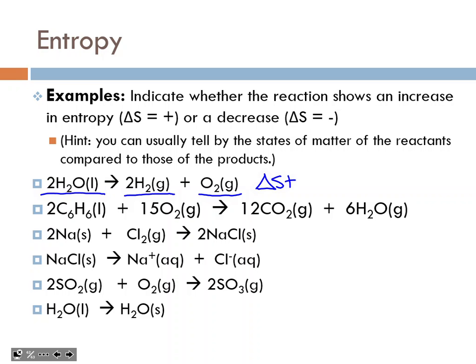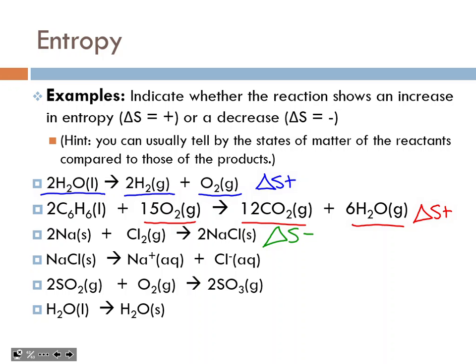The next one here, I have 2 liquid moles. I have 15 gas moles going to 12 gas moles plus 6 gas moles. Is that an increase or decrease in entropy? So we have 17 moles on the left, but 2 of them are liquid. We have 18 moles of gas on the right. All of them are gas. So that should be an increase in entropy. Looking here, we have 2 moles of solid plus 1 mole of gas going to 2 moles of solid. That should be a decrease in entropy.